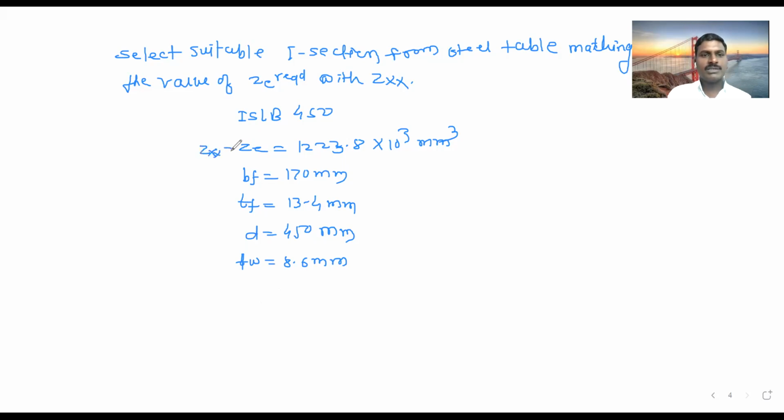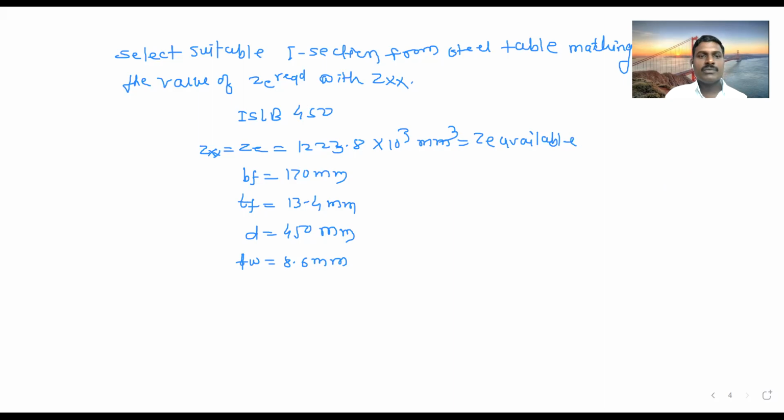So this is ZXX, equal to ZE. Okay. So now from these properties, again we have to calculate ZP. So this is the ZE available. ZE required is 1078. 1078 is the ZE required. So this ZE is the ZE available. Are you getting? This is selected from the steel table. It means this is available and this is required. Okay, so now ZE available we got.